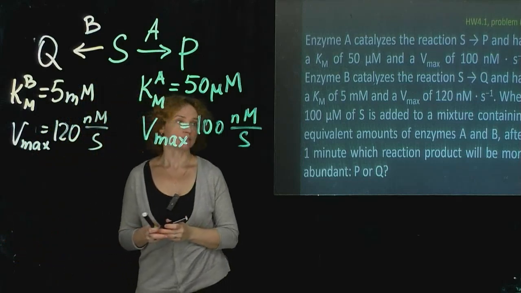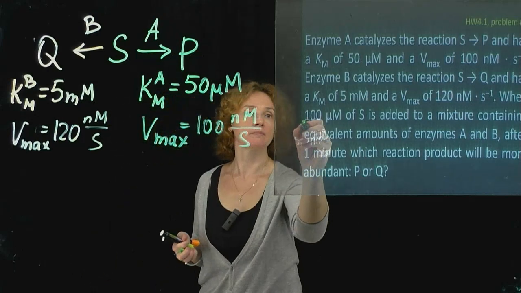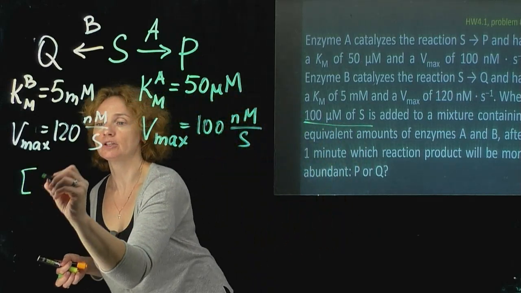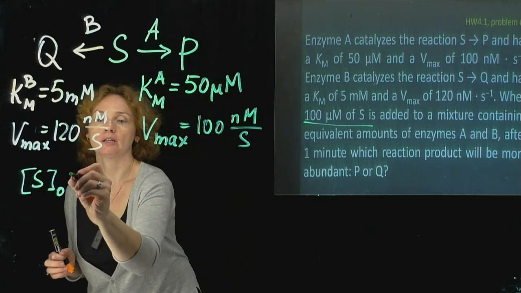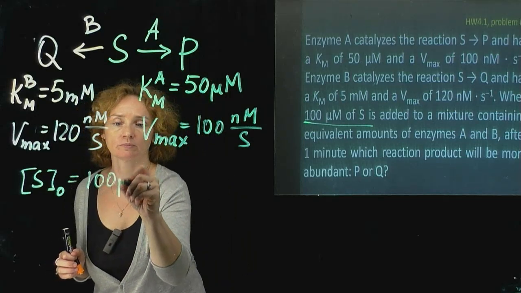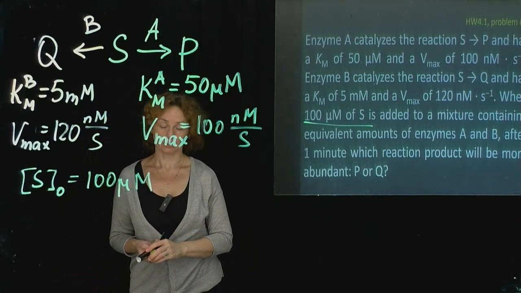And the question is, if we have initial concentration or total concentration of substrate equal 100 micromolar, which product will be more abundant, Q or P?